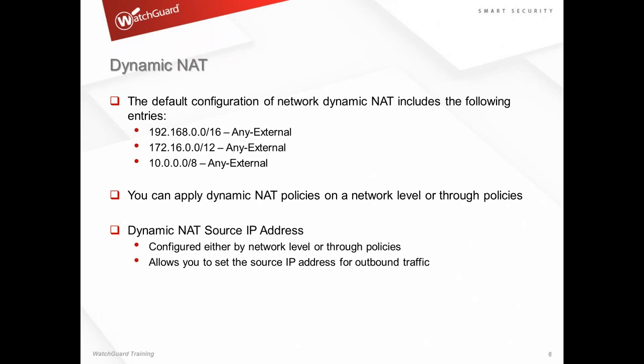You can also apply dynamic NAT policies on a network level or through the policies. So when I talk about a network level, I'll show that to you. And again, for the sake of the majority of you out there, you're using the policy manager, the Windows application. So I'll show that to you, as well as I'll show you a bit on how to make these configuration changes on the web UI as well. So a dynamic NAT source IP address can be configured by a network level or through policies. It allows you to set the source IP address for outbound traffic.